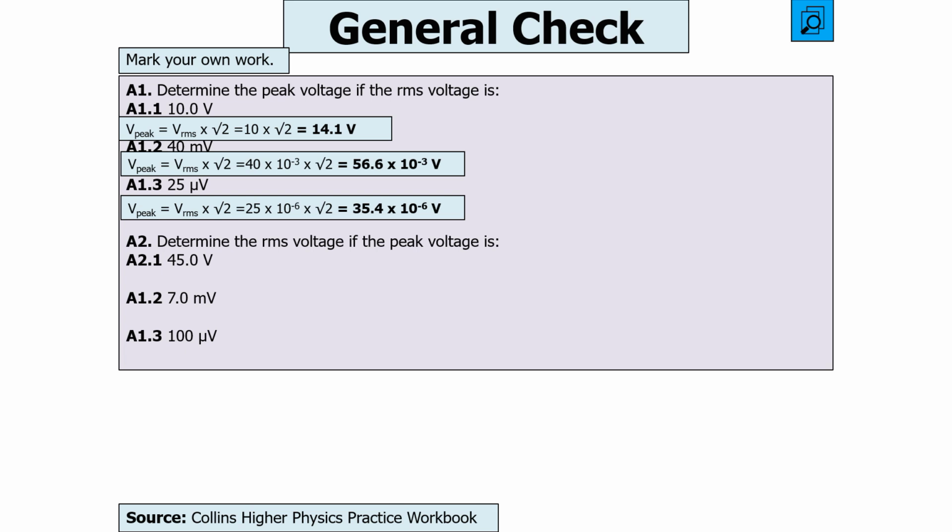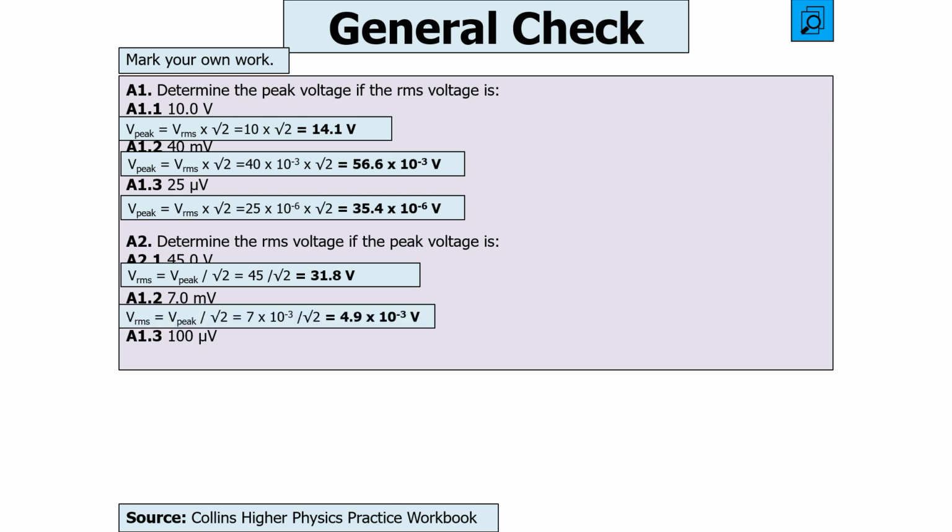We rearrange it for the RMS voltage. So V RMS equals V0, the peak voltage, over square root 2. So it's 45 over square root 2, 31.8 volts. This next one, millivolts turns into volts by times 10 to the minus 3.